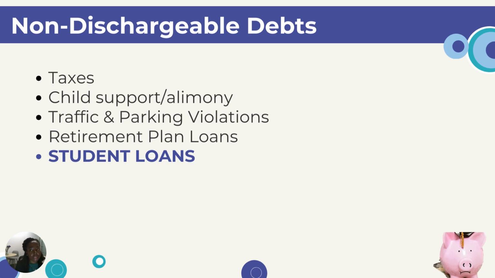Non-dischargeable debts are those that get special treatment because of the bankruptcy code and for public policy reasons, right? That includes taxes, child support, alimony, traffic and parking violations, retirement plan loans, and student loans. The initial thought when Congress protected student loans was that it's a public good and we want people to be educated, but we don't want people to abuse the system. And this is before the system became as ridiculous and broken as it is. But I guess they had good intentions, perhaps, but we can debate that in a different lesson. But again, student loans fall into the bucket of non-dischargeable debts.